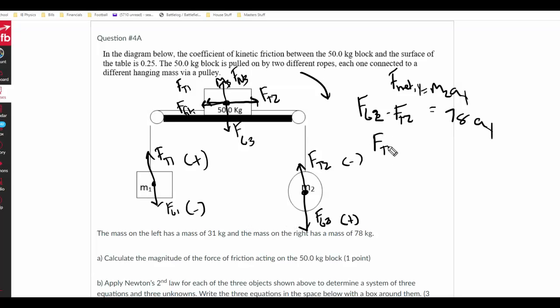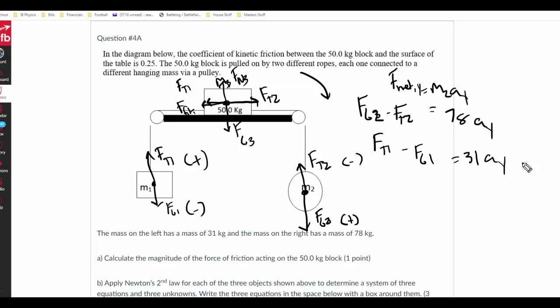get Ft1 minus Fg1. Where a lot of people had issues on this question is recognizing that there's 2 different tensions. That and making silly sign mistakes is where a lot of people went wrong.